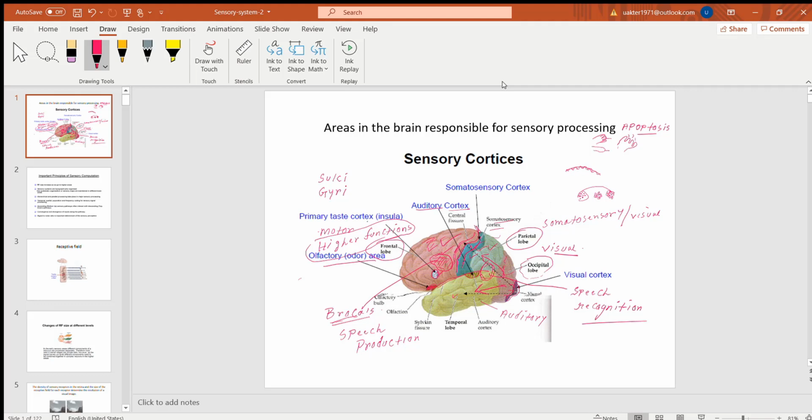So speech recognition, and this area is called Wernicke's area. Both areas are related to speech, but in the frontal lobe, Broca's area is for the production of speech, and in the back part, Wernicke's area is for the recognition of speech. So if a lesion occurs in Wernicke's area, the person will be able to produce speech, will be able to talk, but will not be able to understand what other people are saying or even what he is saying. And if Broca's area is damaged, then the person will not be able to produce speech, but will be able to understand. Okay.